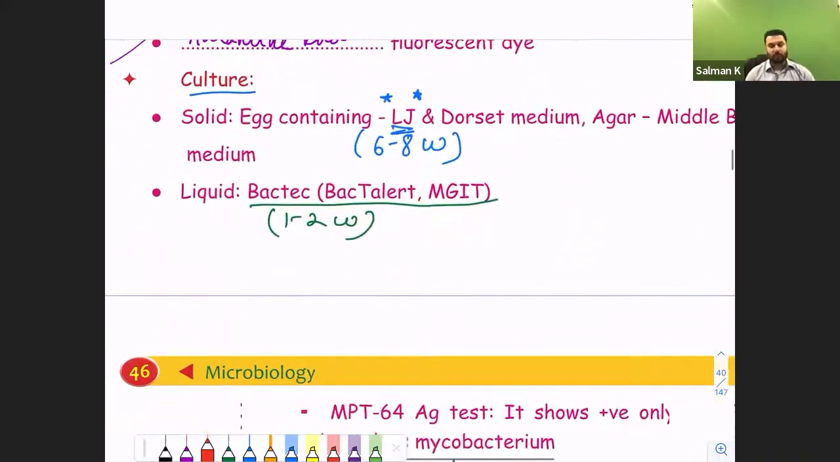The problem I told you with the culture is that the LJ media culture takes around 6 to 8 weeks. The culture takes around 6 to 8 weeks for the growth of this organism. All right.